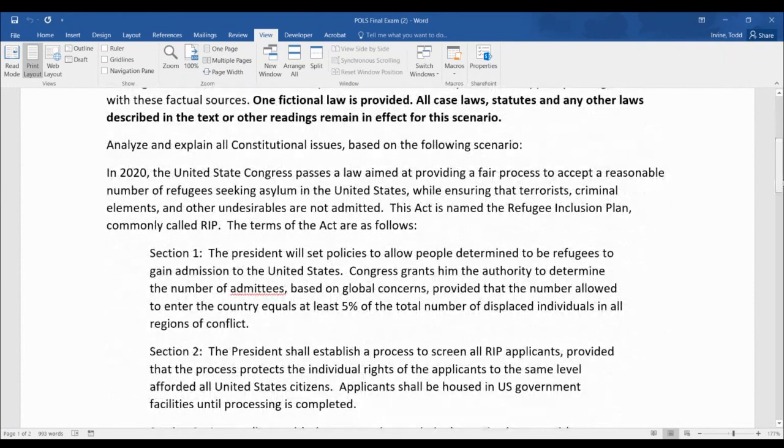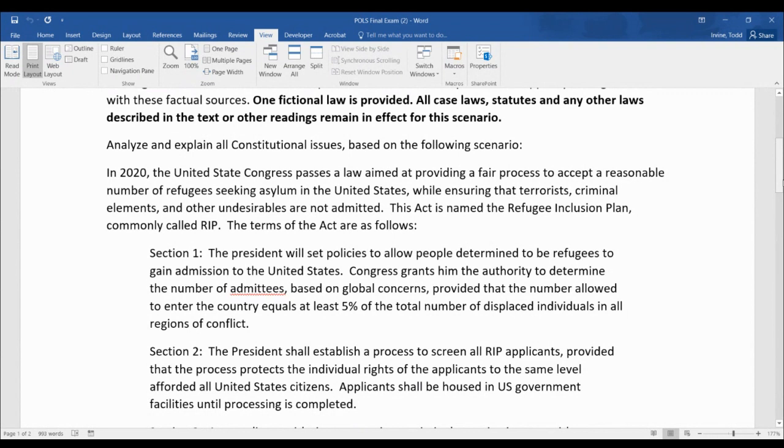This last one also is in bold that you see right there. I have provided one law. It is fictional. All right. This one fictional law is provided, and then all the case law, statutes, and any other laws that are described in the text or in the readings remain in effect.